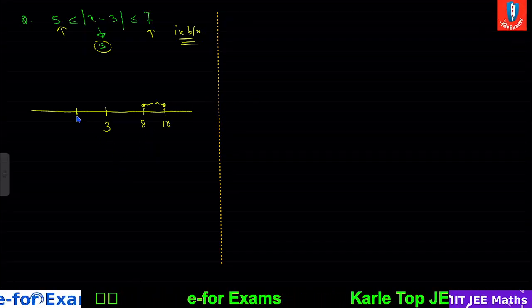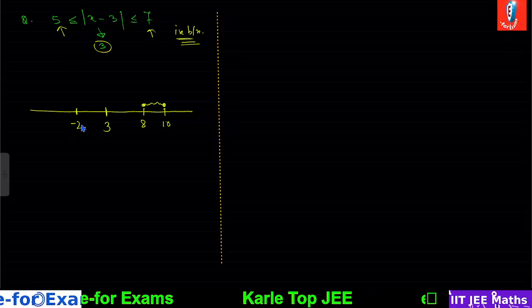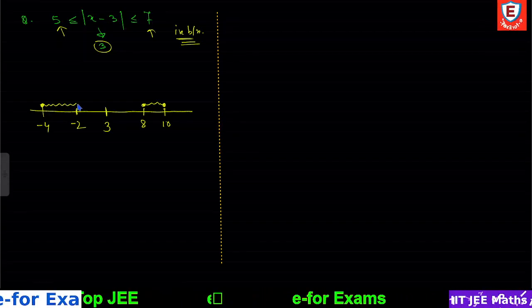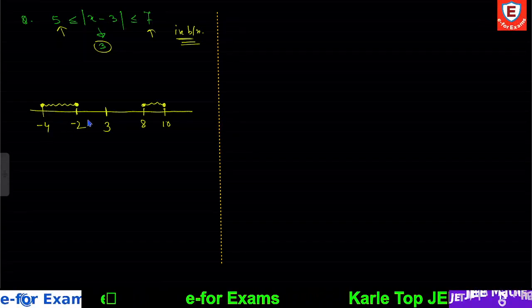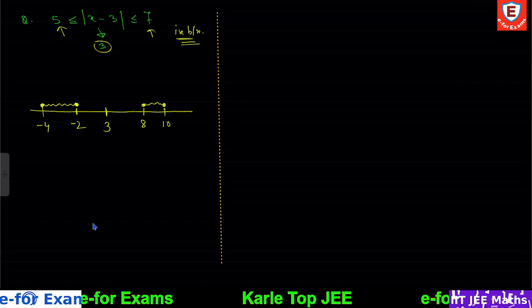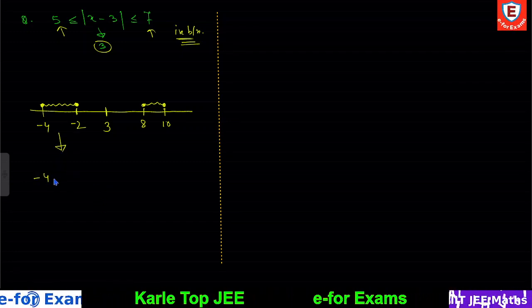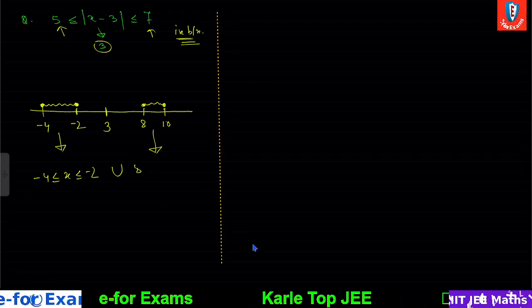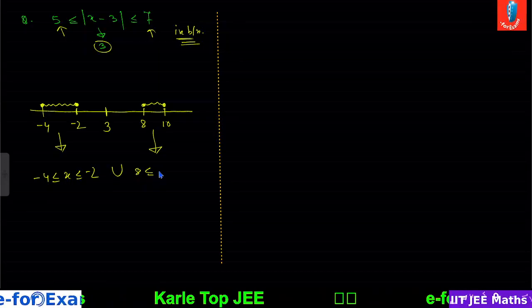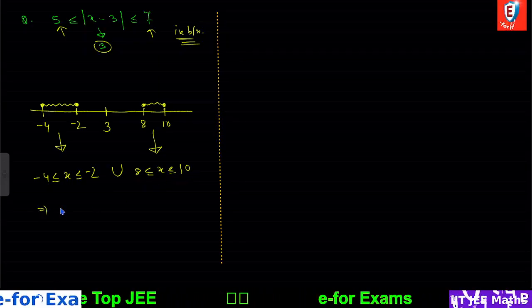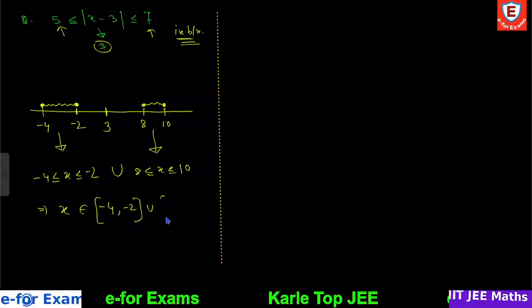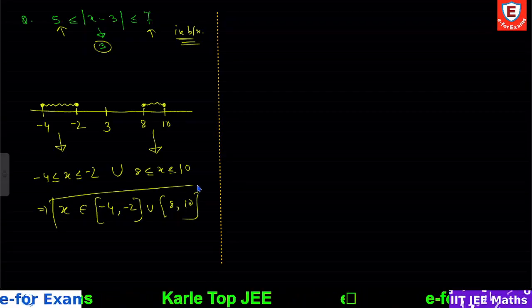And on the left, 3 minus 5 means minus 2, and 3 minus 7 means minus 4. And again on the left side, x lies between minus 4 and minus 2, including minus 2 and minus 4. So according to this, minus 4 less than or equal to x less than or equal to minus 2, union 8 less than or equal to x less than or equal to 10. This implies x belongs to minus 4 to minus 2 union 8 to 10. This is the solution.